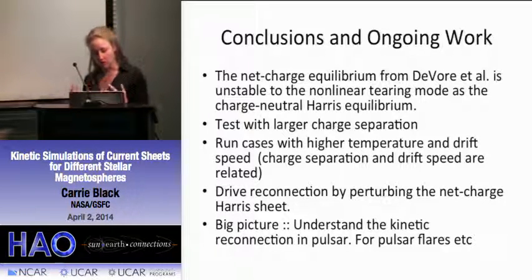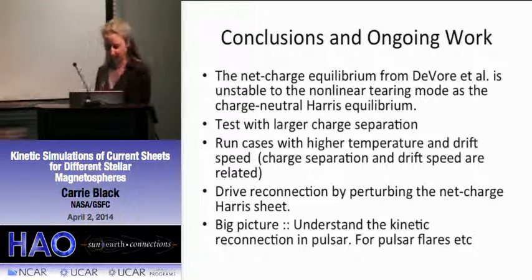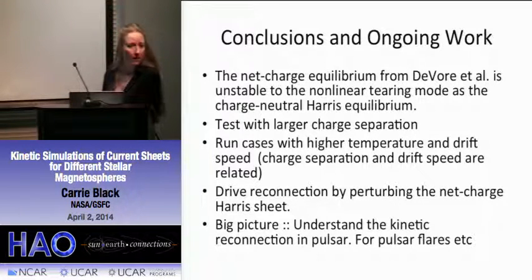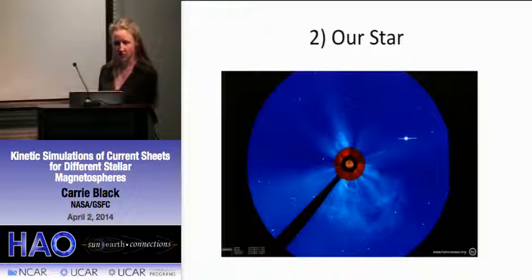Ultimately, the whole goal of this, again, is to understand kinetic reconnection in a pulsar. So pulsars have these things that they call pulsar flares, and the astrophysicists think that these things are impacted by reconnection. They're similar to the solar flares that we're familiar with. But I don't know a whole lot about them, but it sounds like an interesting concept. Okay. So that basically wraps up my bit on pulsars. Folks have any other questions on that before we move on?